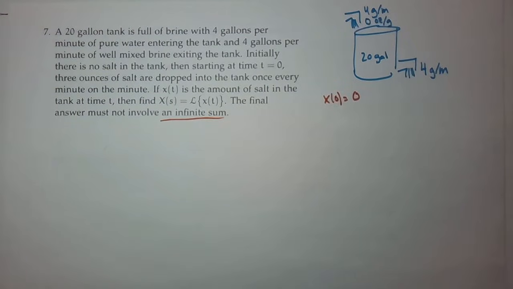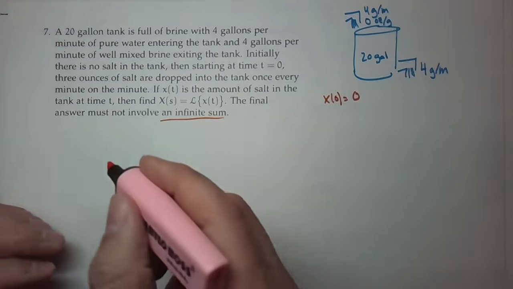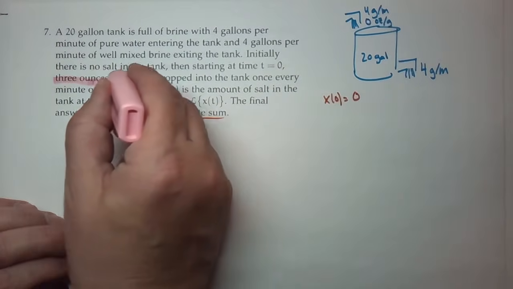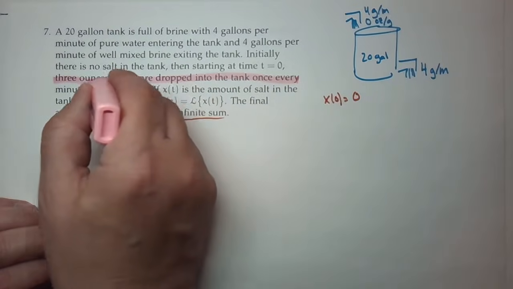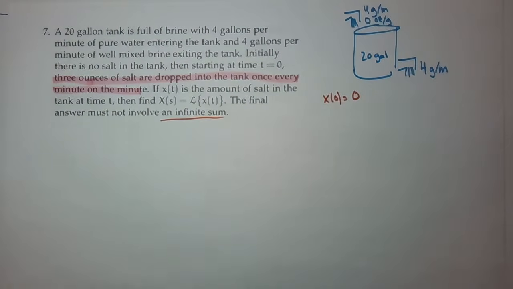So let's talk about what's happening here. So 3 ounces are dropped into the tank once every minute on the minute. So that says that salt isn't coming from the water. There's a chef or somebody, just once every minute, they just drop in some salt. There was a chef that was very popular who would be like, bam, I'm adding the flavor, bam, throwing in the salt. Okay, so we just throw in 3 ounces every minute on the minute.